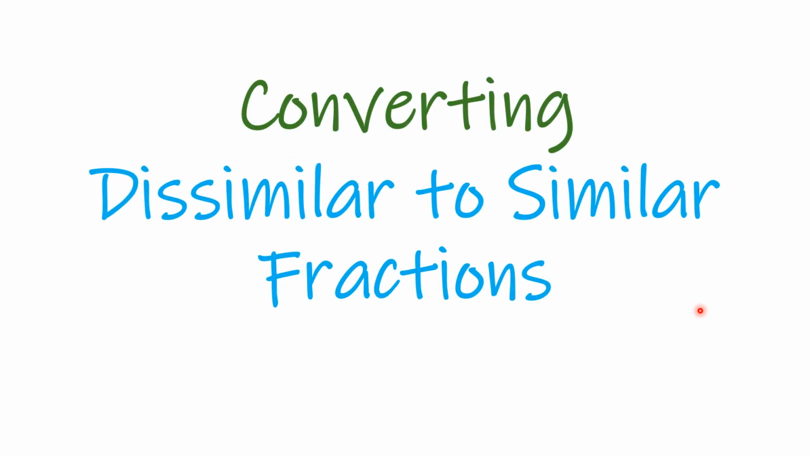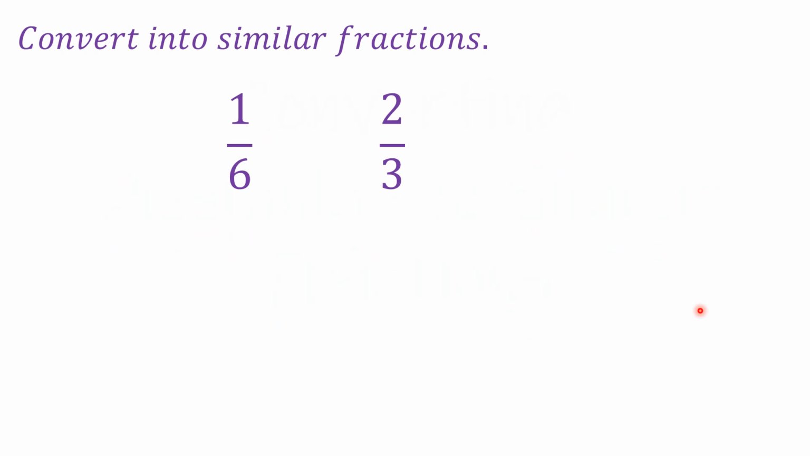So in this video, we're going to talk about converting dissimilar to similar fractions. For example, we have this, convert into similar fractions. So these two fractions are what you call dissimilar fractions. It's because of their denominators, which is the one at the bottom. It has to be the same to make it similar. If it's not the same, they are dissimilar fractions. So it doesn't matter whether the tops are the same or not, as long as the bottoms, or the denominators, are the same.